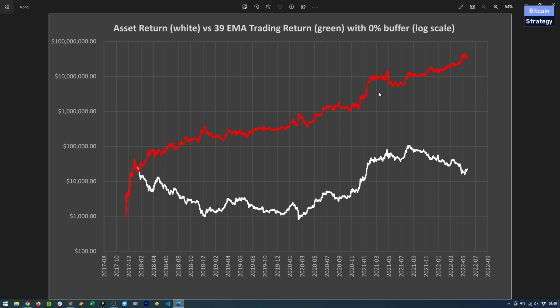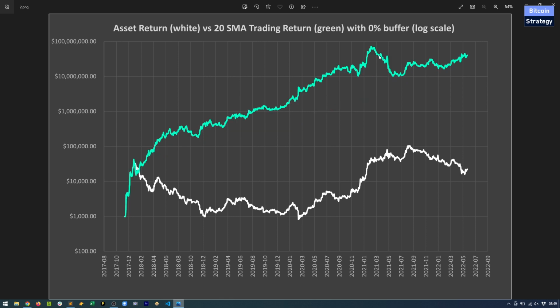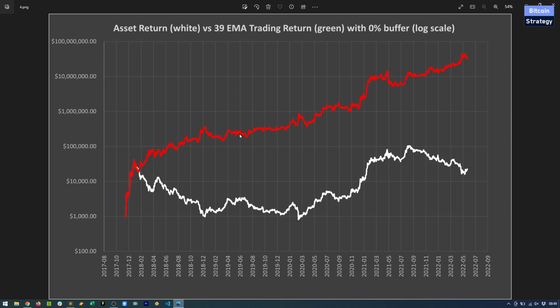It has a bit less volatility. So note how here we get this drop in the portfolio quite a bit. We don't have that drop that massively in the EMA. For the best EMA, 39 days turns out to be the best.